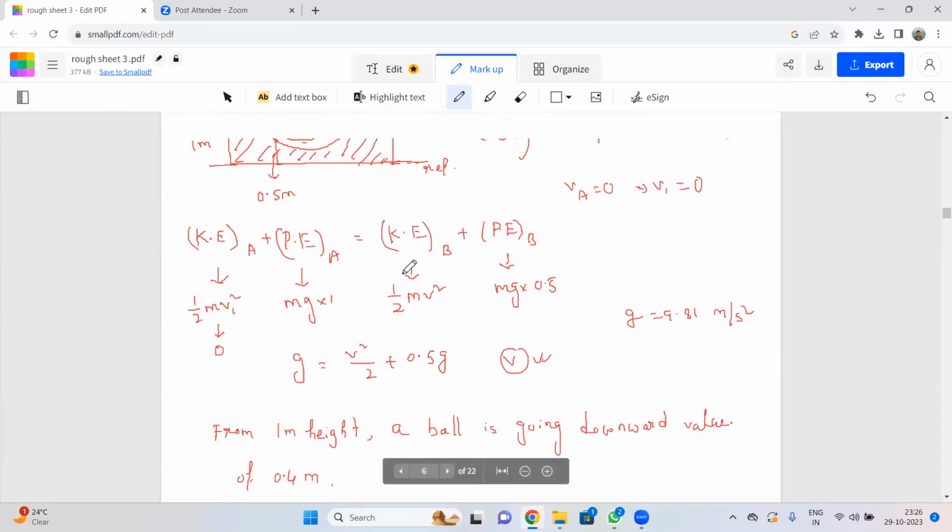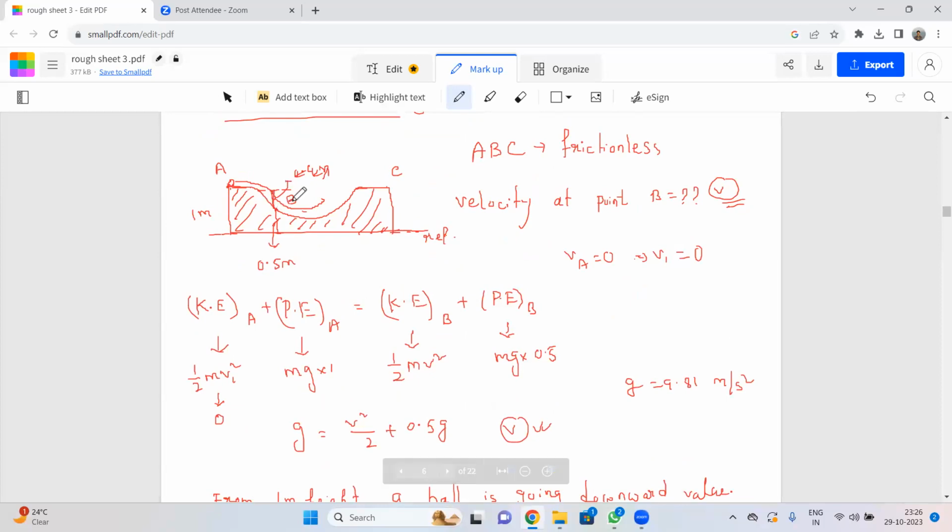That means this distance is 0.4 meter. So that distance is 0.4 meter. Right. Whenever you take a reference for point A, which is the reference for point B, you also need to take the height for the same reference for point C. Okay, so that's it about the conservation of energy.